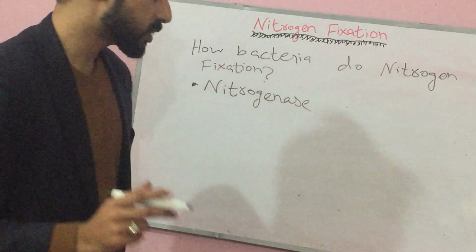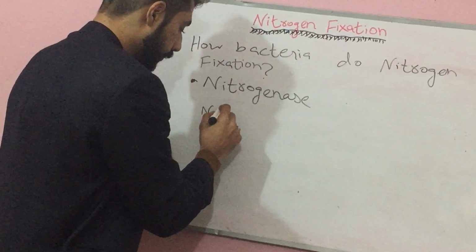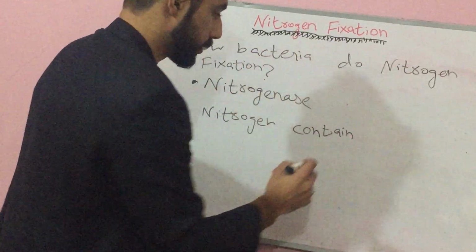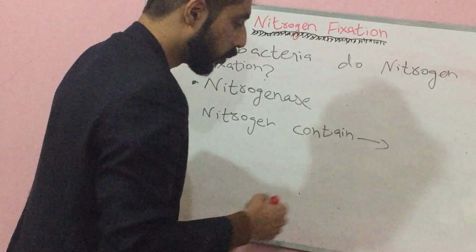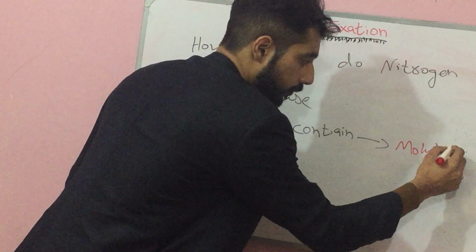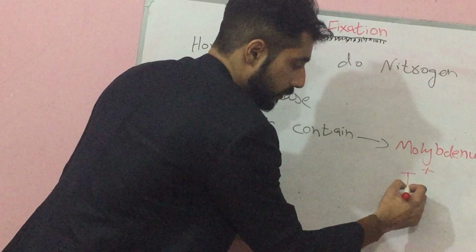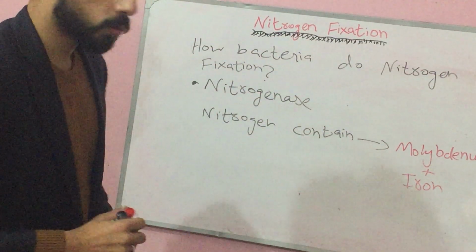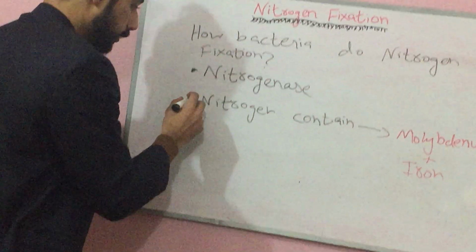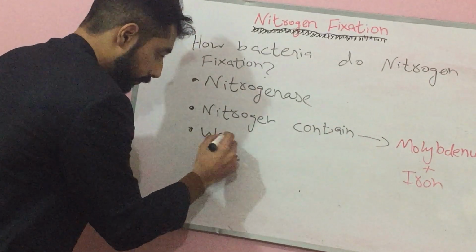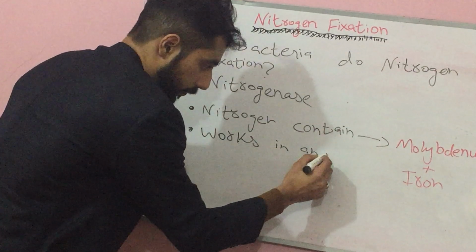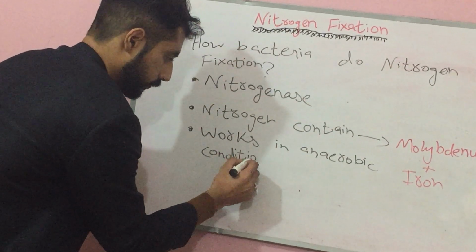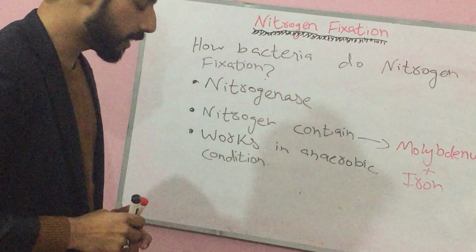Nitrogenase is made up of two subunits. One is molybdenum and the other is iron. They contain these two subunits, and this enzyme works in anaerobic condition.